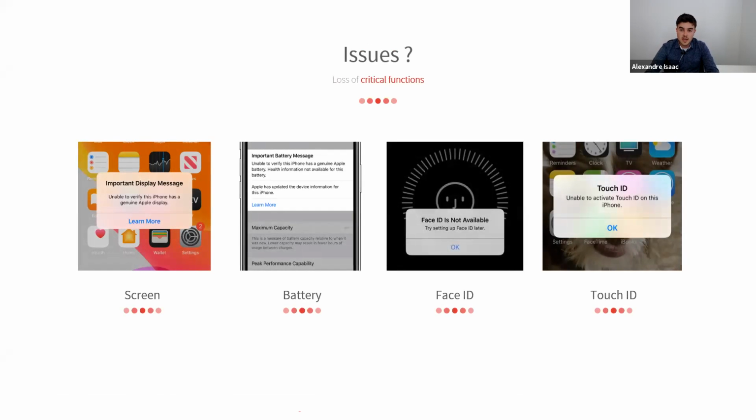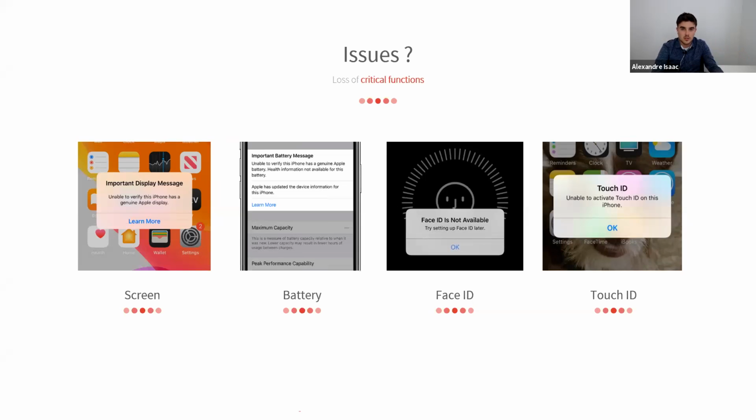So here are some examples of what a user would see. On the screen, you get a message saying this is not an original display. On your battery, a message saying this is not an original battery. And for your biometric features, they're simply not activated anymore, so you'd have to use the old passcode on your phone, like with an older phone. So the loss of function is something that's going to impact mostly customers.